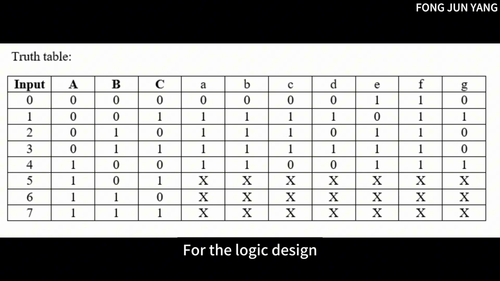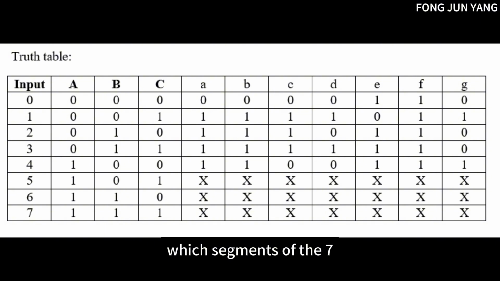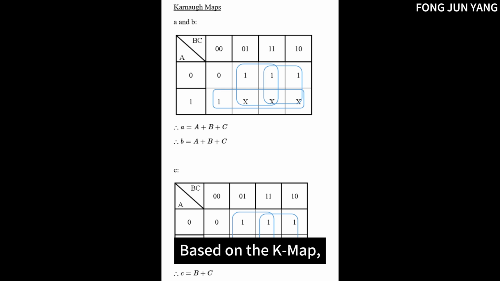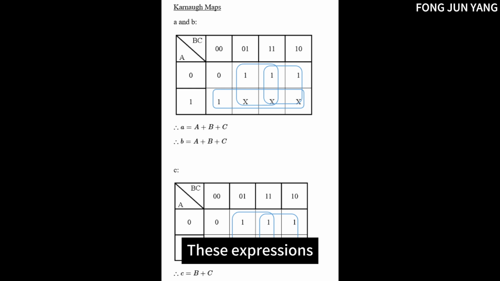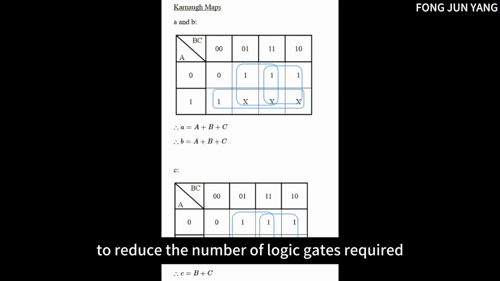For the logic design, the truth table was first constructed to determine which segments of the 7-segment display should be turned on for each character. The Karnaugh maps were used to simplify the Boolean expressions. Based on the K-map, Boolean expressions were derived for each segment labeled A to G. These expressions were then simplified using Karnaugh maps to reduce the number of logic gates required.